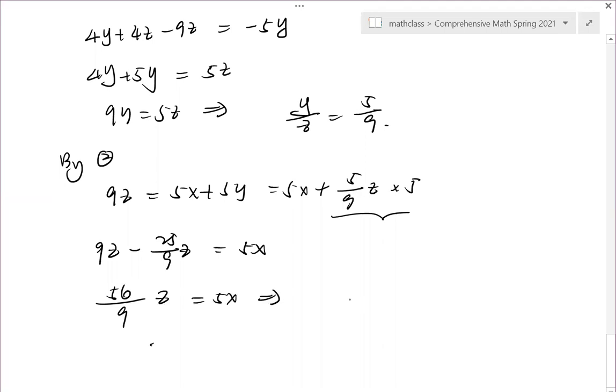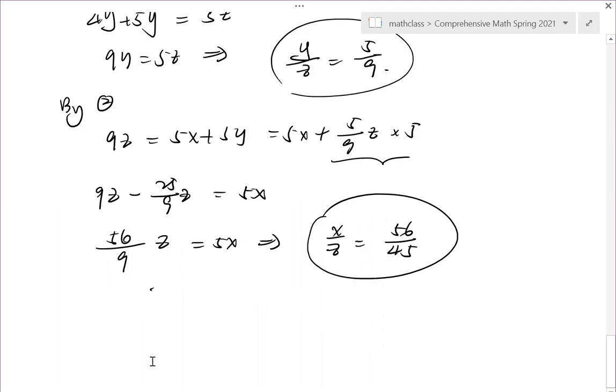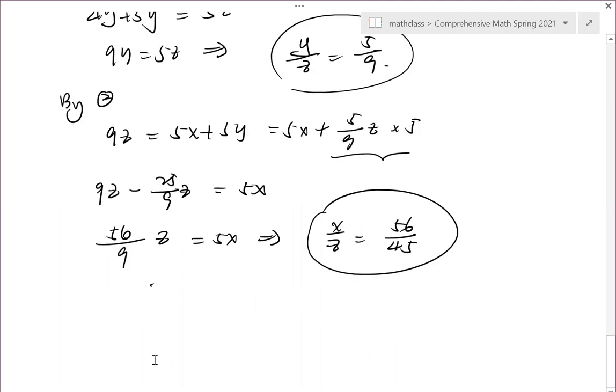So that implies, yeah, I can also use a z, right? So x/z is going to be 56/45. All right, so using those two, now you can find the ratio, okay?